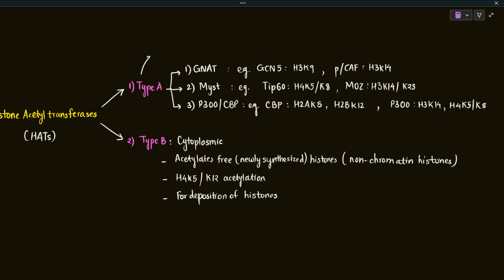Let me write it with a pen. So these are nuclear HATs. They are present in the nucleus, while type B are the cytoplasmic HATs. They are present in cytoplasm. Why are they present in cytoplasm? Because they acetylate the free histones, the newly synthesized histones, which are non-chromatin histones, meaning they are not assembled into nucleosomes. While type A work on the histones which are already assembled into the nucleosome, so they work on nucleosomal histones, while type B work on non-chromatin histone.